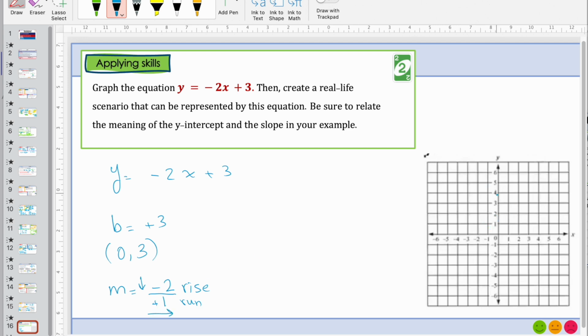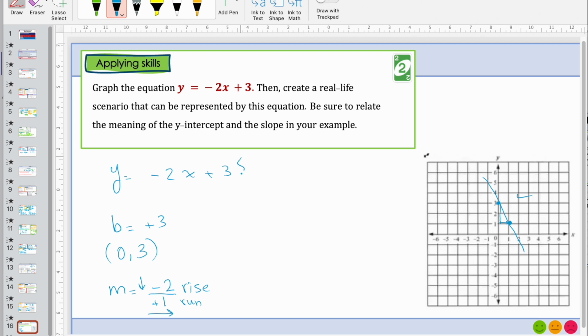Yalla, first locate the B which is 3, rise 2 down, then run 1 to the right. This is my new point. Connect it. Sorry, this is not how you connect. It should be a perfect line. Try to use a ruler, but not. That's it.